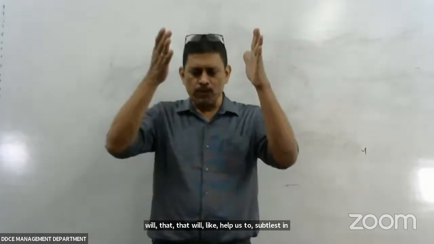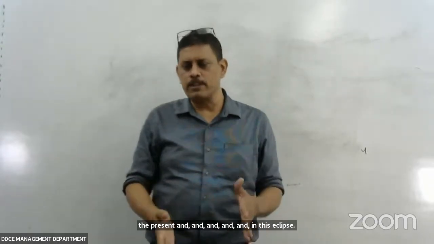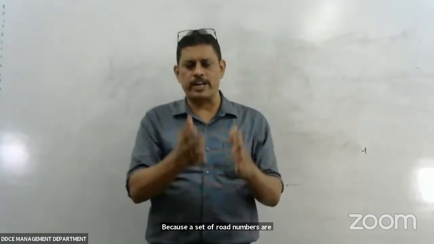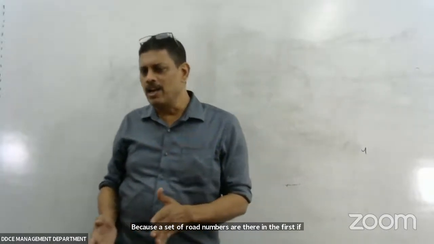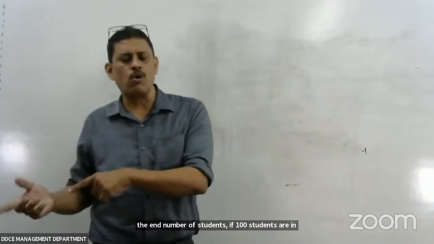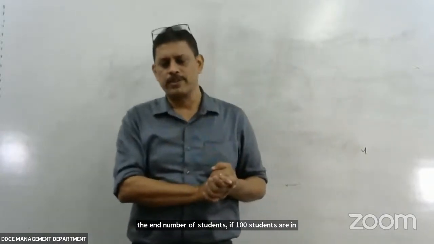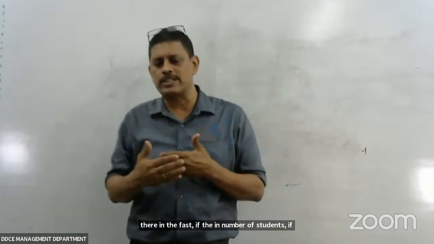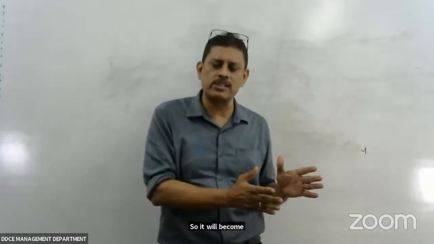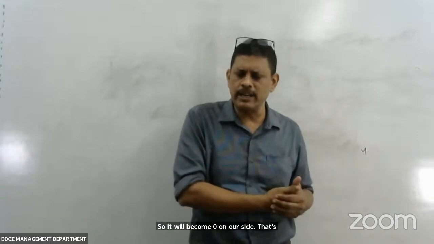Because a set of roll numbers are there in the first. If 100 students are in HR, then those students' roll numbers will go to the evaluator who will evaluate the HR project. So it will become easier on our side. That's why we always advise the students, you select accordingly. It is up to you.